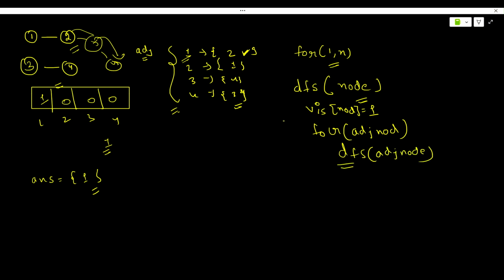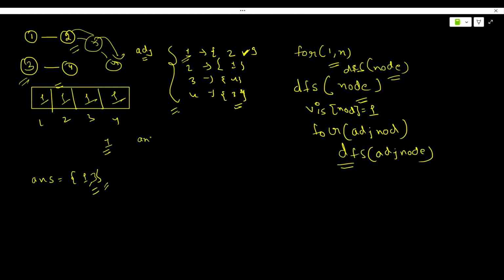Now you can see that you mark it as visited. Now for 2, it is already visited. Now for 3, it is not visited. So there is another component present, that is 3. So you push it into your answer, mark it visited and call DFS on that node. And you mark 4 also visited, because this is the adjacent node of 3. Now you could find that there are two components, that is answer dot size gives you the number of components.